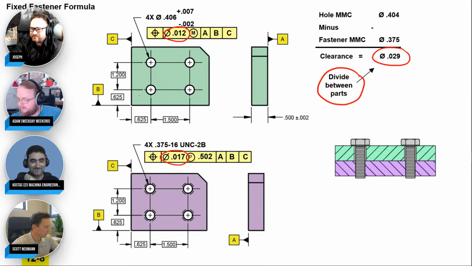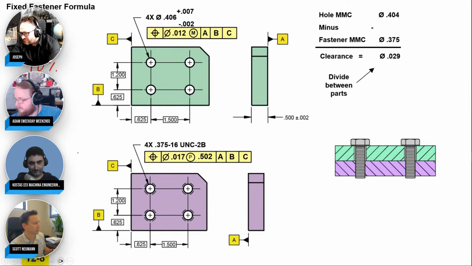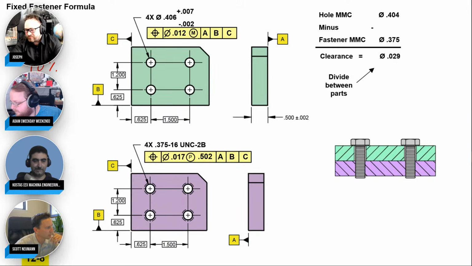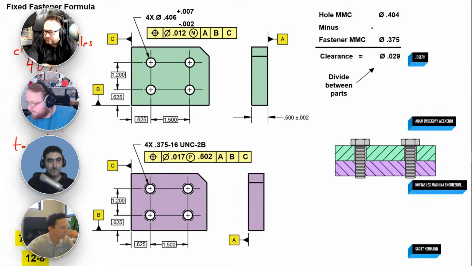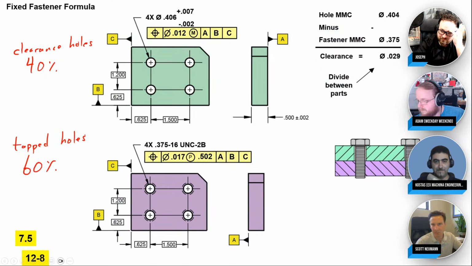A general rule for splitting is a 40-60, and that's kind of a rule of thumb that floats out there in industry. So we give 40% to the clearance holes, and then we give 60% to the tapped holes. By the way, I call them tapped holes. The standard calls them tapped holes, but it's the same thing as a threaded hole, tapped hole, threaded hole, same thing. Yeah.